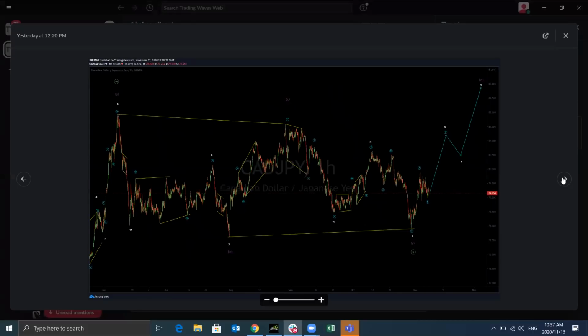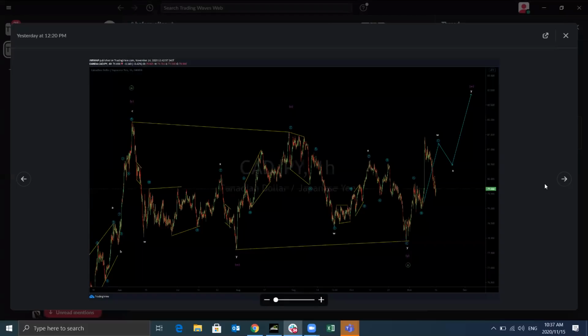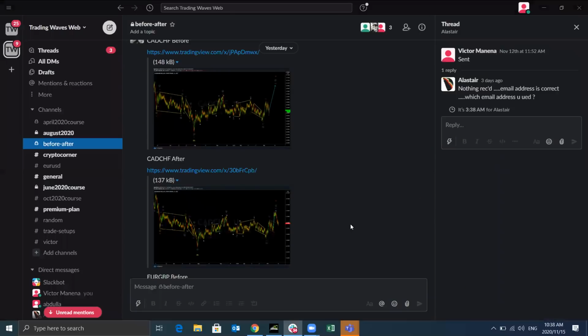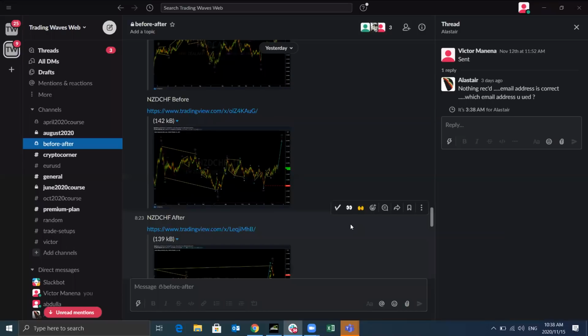What else do we have here? We've got CAD yen. We expected CAD yen to push up higher. This is how CAD yen has played out. So there's so many trades. I'm not going to go through all of this. You'll see the ones that we're actually in on our live account when we start with the market analysis just now. Let's get off CAD yen here and see what else we've got here. Some we'll share when we start with the market analysis here.